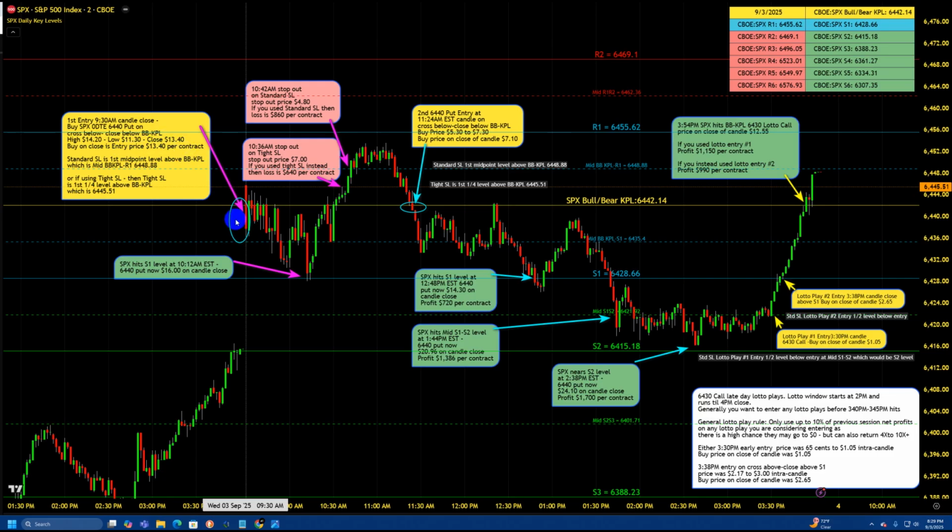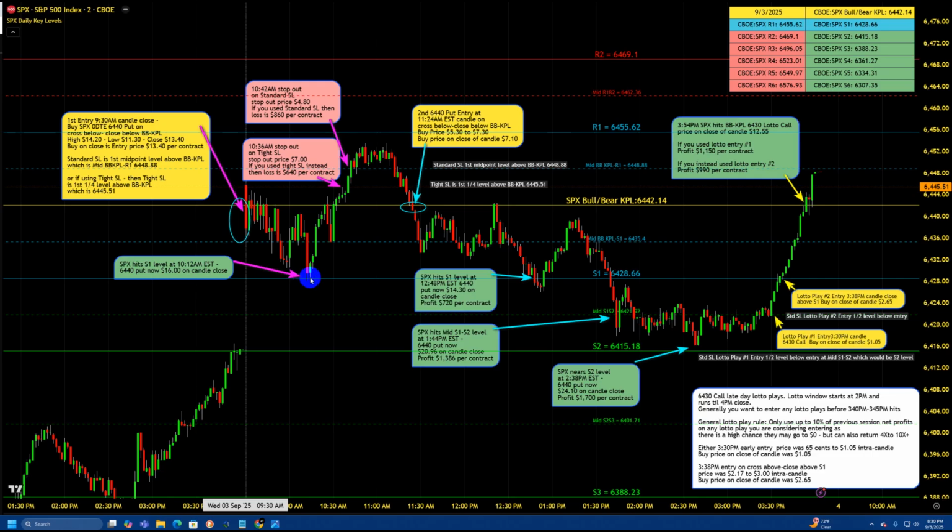That was the closing price of this 2-minute candle. As we said, the standard SL is the first midpoint above the bull bear key price level on this bearish play, or if you prefer using a tight SL, it would be here. As you can see, we did get some price movement down to the S1 level at 10:12 a.m. The 64.40 put was now $16 on the candle close. So we did have a small profit here of $260 a contract.